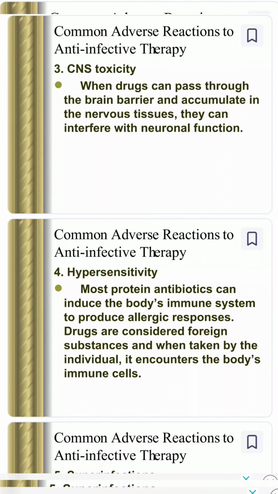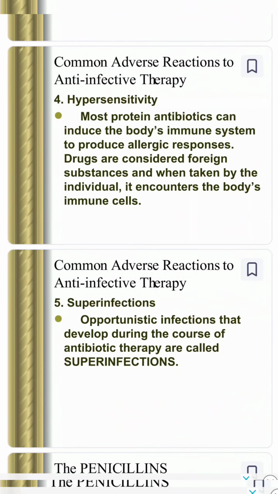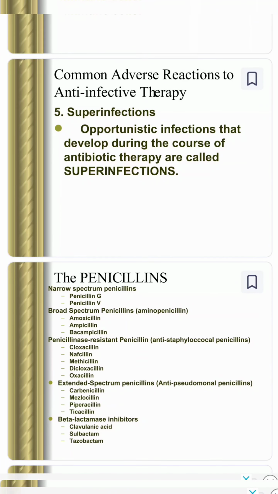Third one is CNS toxicity. When drugs can pass through the blood-brain barrier and accumulate in the nervous system, they can interfere with neuronal functions. Fourth one is hypersensitivity. Most protein antibiotics can induce the body's immune system to produce an allergic response. Drugs are considered foreign substances, and when taken by the individual, they encounter the body's immune cells. Fifth one is superinfections. Opportunistic infections that develop during the course of antibiotic therapy are called superinfections.